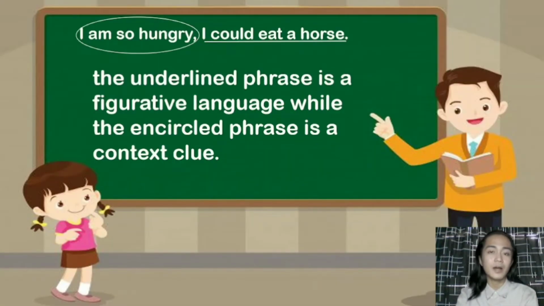The first example, okay, so we have here the example in context clues. Sabi niya, I am so hungry, I could eat a horse. The underlined phrase is a figurative language, okay? So, yung I am so hungry, yung I could eat a horse, ano daw siya? Figurative language. While the encircled phrase is a context clue. So, yung naka-circle, ano yun? Context clue, okay? Yun yung context clue natin.